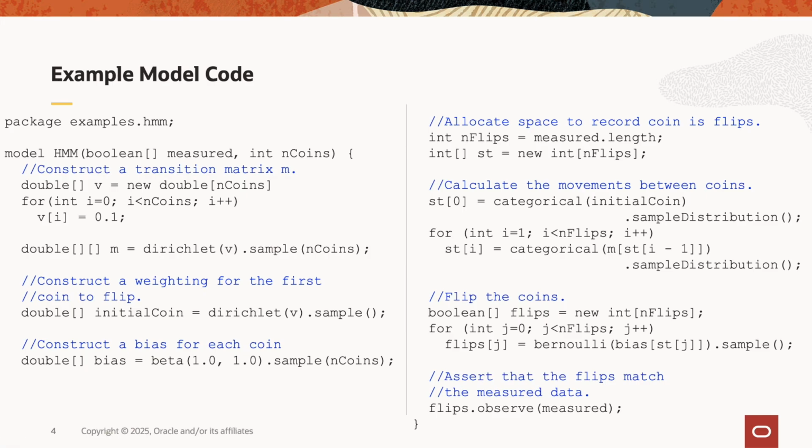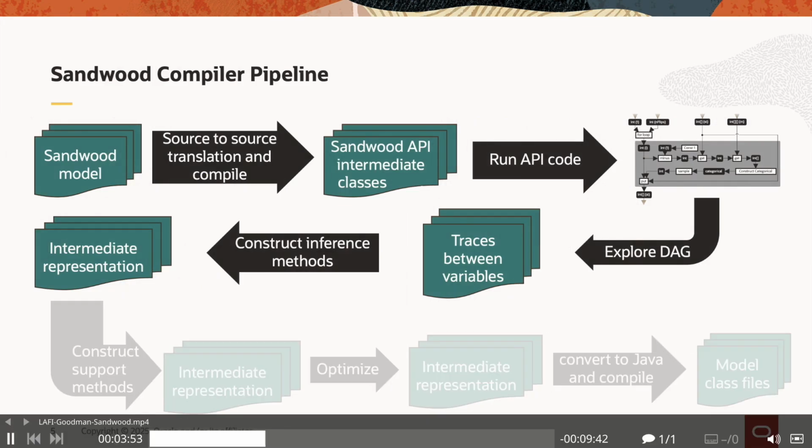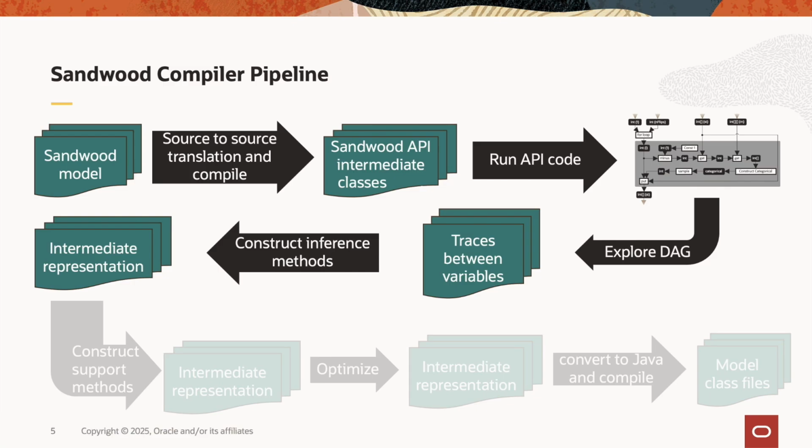So having written the model, the compiler pipeline for it looks something like this, of which the bits that are of interest for this talk are the first 4 steps. So we start off by doing a source-to-source translation to a set of Java API calls, and we then compile the resultant code and execute it in order to build a DAG. By doing this step, we're able to take advantage of the Java compiler for the type checker, so we don't have to write a type checker ourselves.